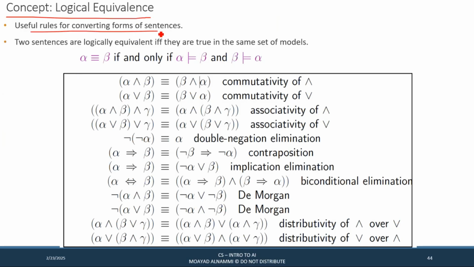Some useful rules for converting forms of sentences. So these are inference rules as well. You guys know this notation. Alpha is logically equivalent to beta if and only if alpha entails beta and beta entails alpha. This is maybe something new that you know now. However, these are useful because you can use these rules that you see here for converting from one sentence format to another when you want to use theorem proving. So all of these are powerful tools that you also want to have in your arsenal for the theorem prover.